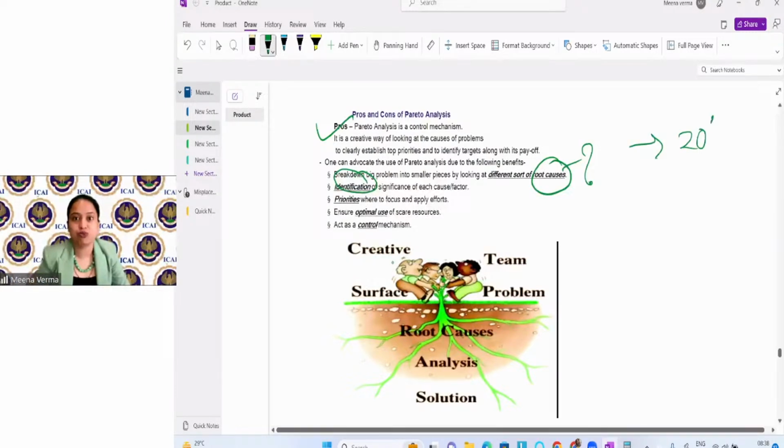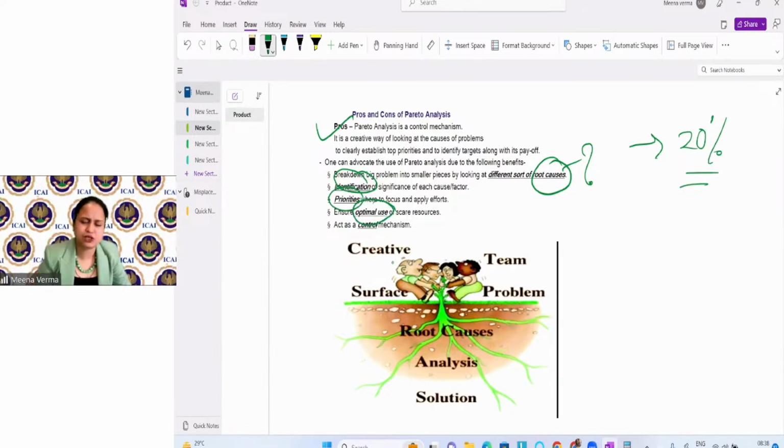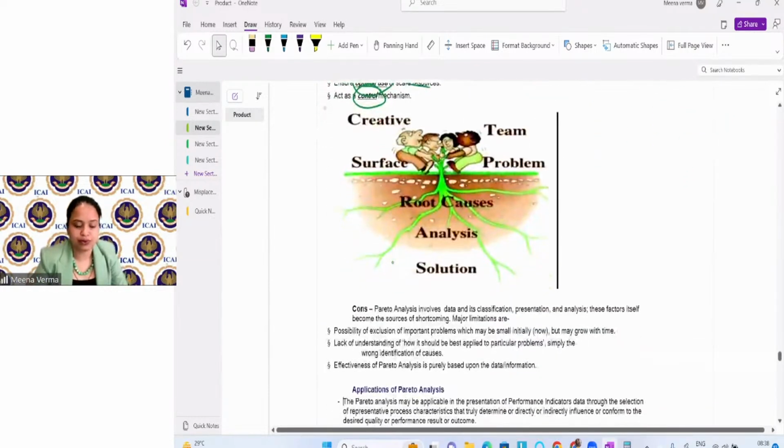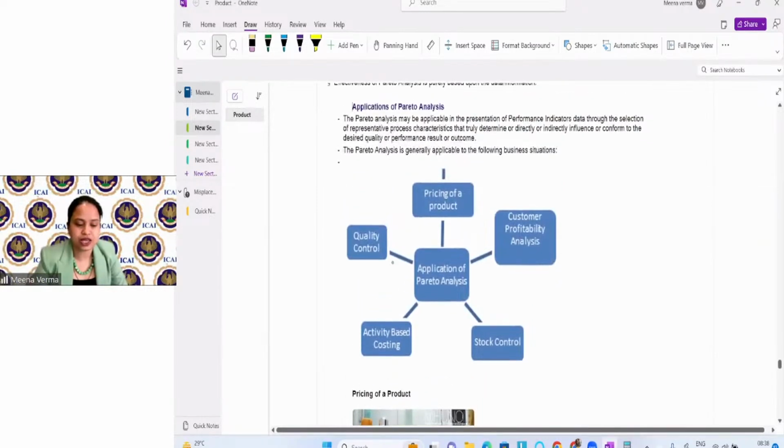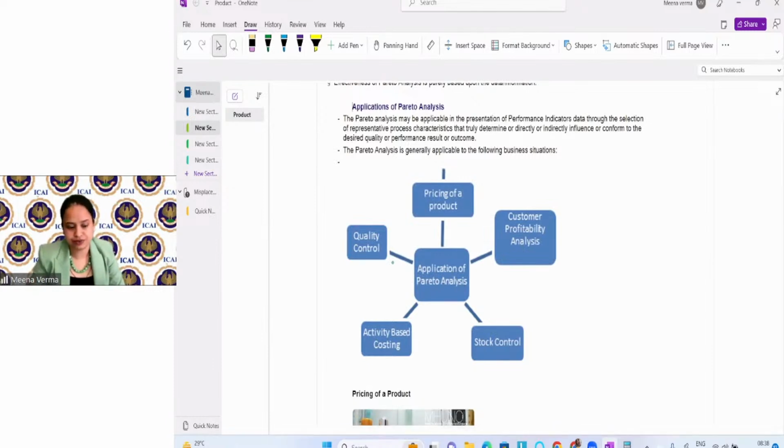See, these 20% are more important, right? We should focus here more. So you will do the prioritization. Then what will happen? Optimum use, best possible use of the resources. And it will help you to develop a control mechanism. Okay. So here they have taken Pareto analysis, the application of Pareto analysis on these 5 products, which is useful for us during cost management.